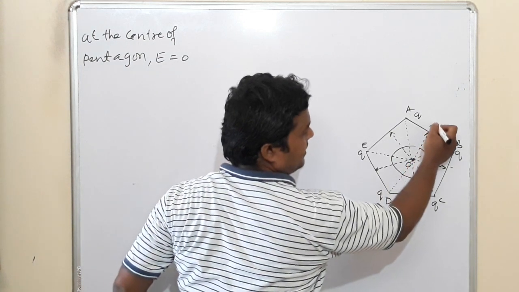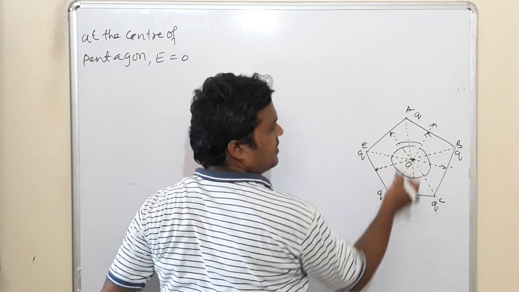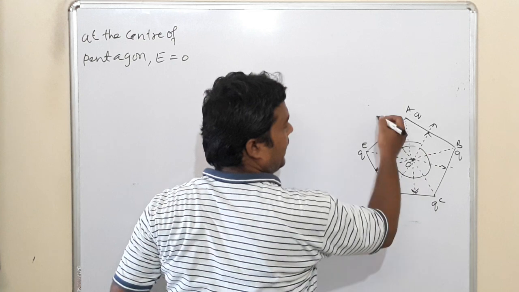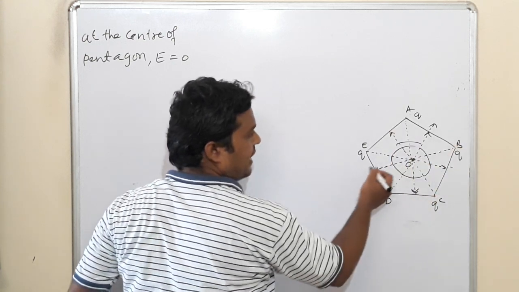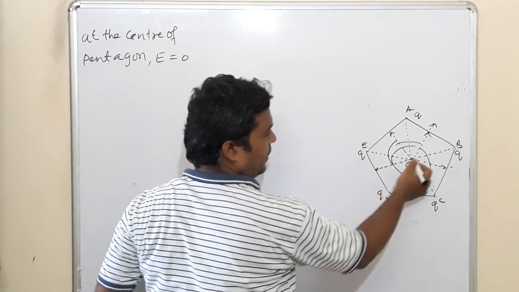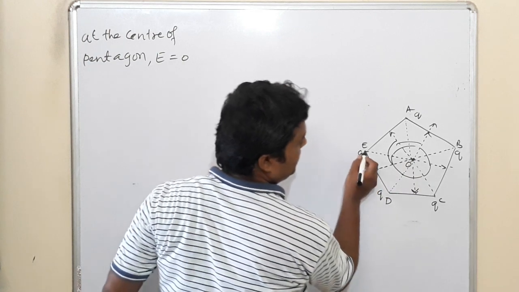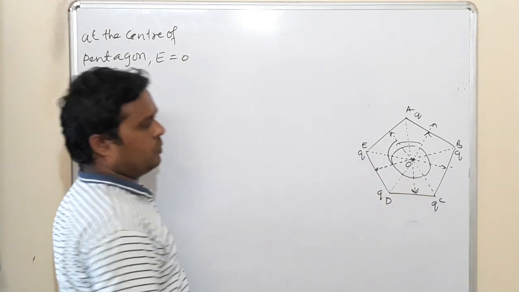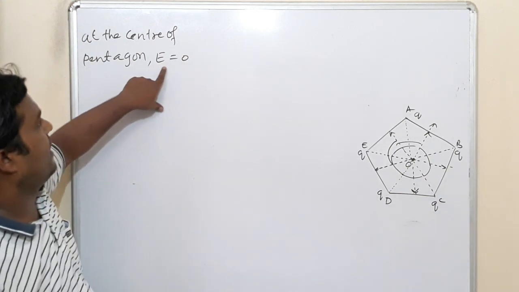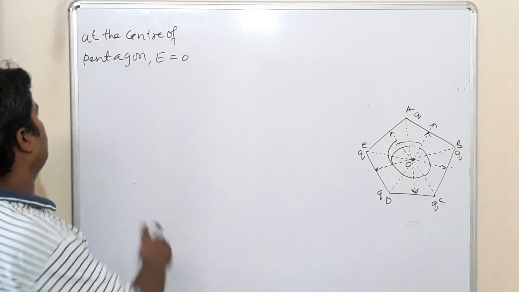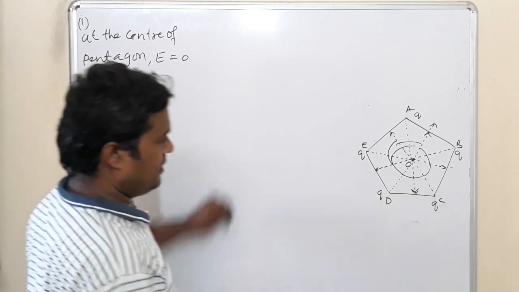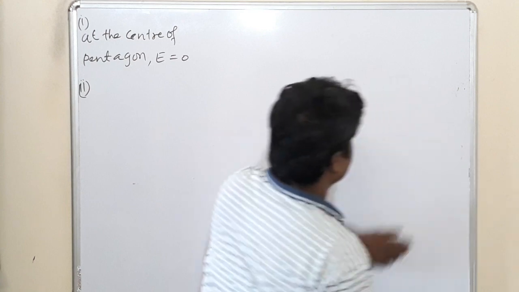One force in this direction, one force in this direction, angle 72. This force is in this direction, and again this force will be in this direction, angle 72. This force will be in this direction, and this force will be in this direction. So by this symmetry, or by taking a closed loop, we can say that the electric field at the center of the pentagon is 0. This is our first solution. What is the second case they ask? See, this is the regular pentagon.